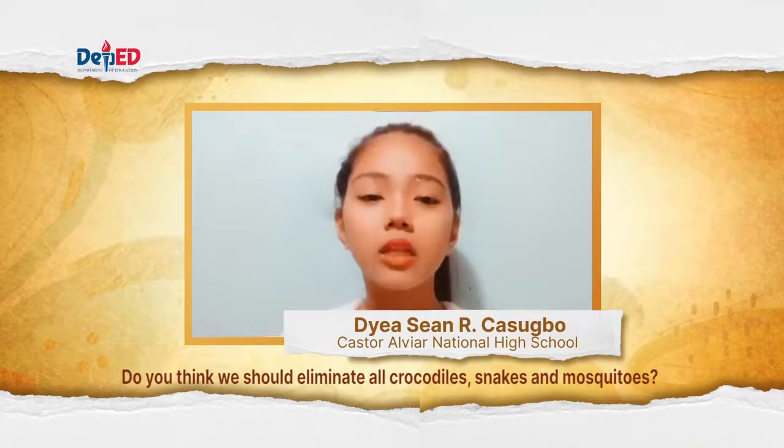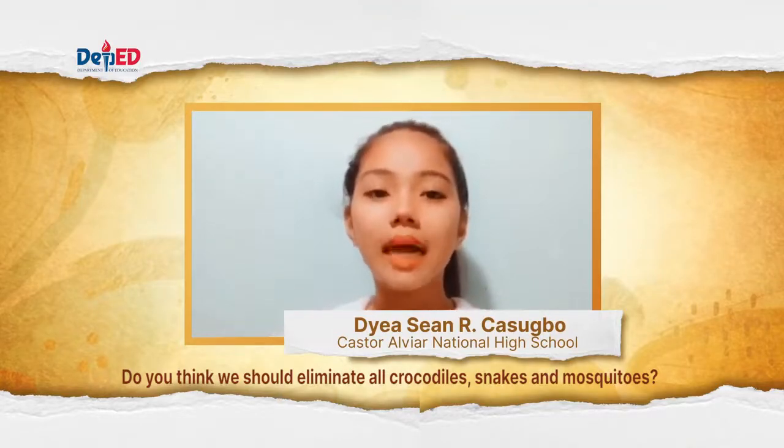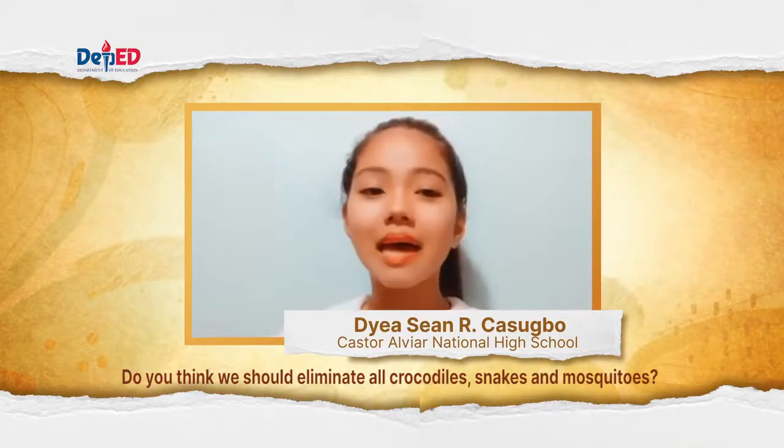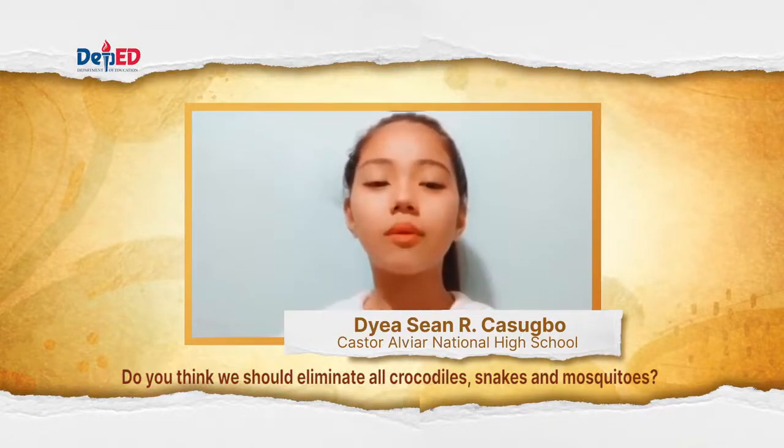In my opinion, eliminating crocodiles, snakes, and mosquitoes isn't the answer because these animals have their own roles in our environment. Maybe we humans just need to avoid them and not hurt them. The crocodiles, snakes, and mosquitoes, shouldn't we be killing them?